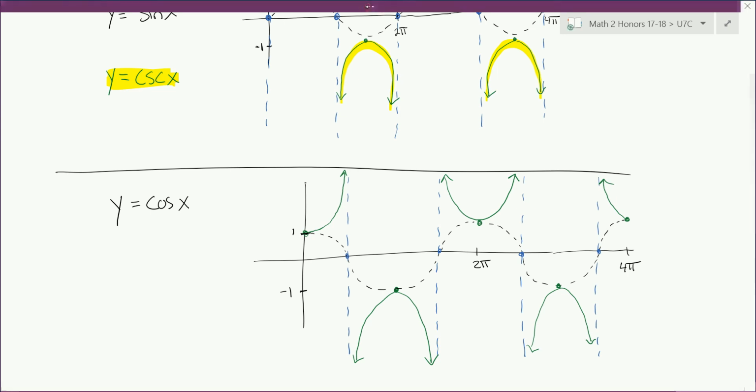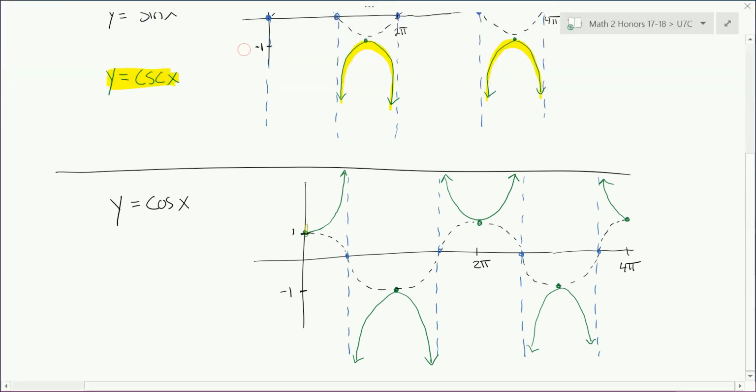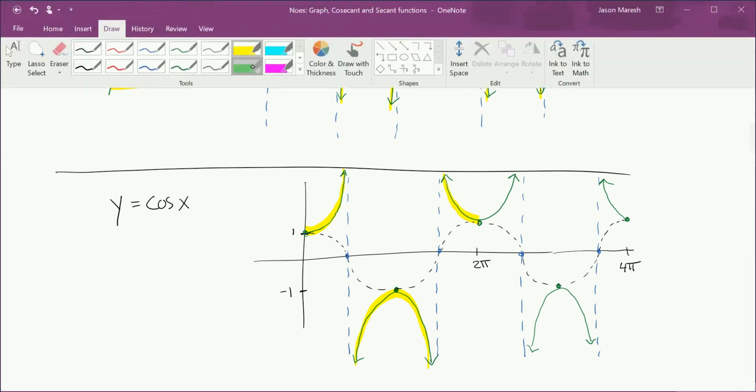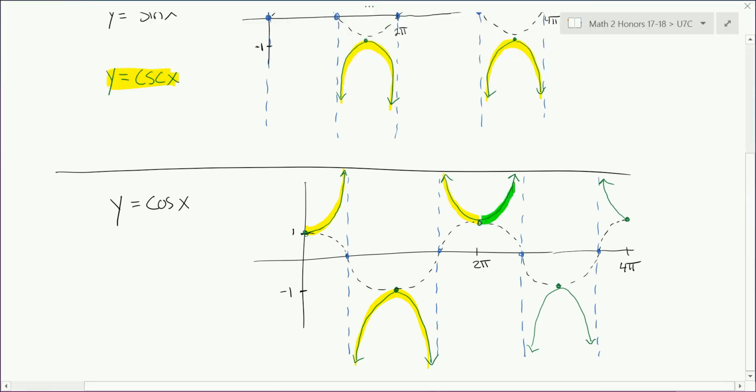Okay, and so what we have here now is 2 periods of the cosine function. And what I'm highlighting in yellow is the first period, and what I'm highlighting in green is the second period.